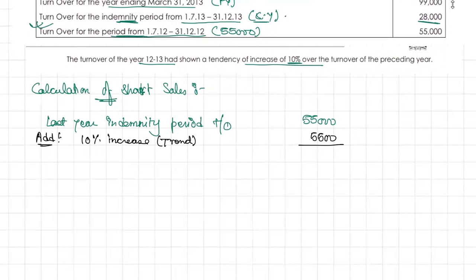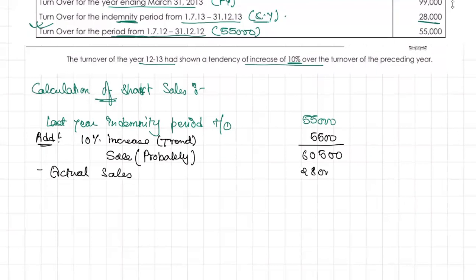Better not to write anything, but I'll give it in one word. Wait. Sales, probably what should have been 60,500. But what is my actual sales? Less actual sales is 28,000. So whatever the difference is, my short sales. How much will the difference come? 32,500. 32,500 is my short sales.